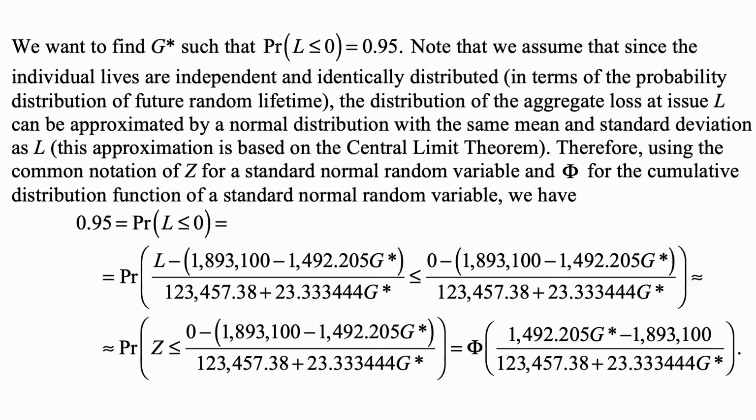Therefore, using the common notation of z for standard normal random variable and phi for the cumulative distribution function of a standard normal random variable, we have 0.95 is equal to the probability that L is less than or equal to 0, and that's what we want, and that's the probability that L minus its mean divided by its standard deviation is less than or equal to 0 minus that mean over that standard deviation. And of course now the left-hand side is L, which is approximately normal, but it's standardized, so it's approximately standard normal. So it's the probability that z is less than or equal to 0 minus the mean over the standard deviation. And of course that's going to be equal to the cumulative distribution function of the standard normal random variable applied to that number. So it's minus the mean over the standard deviation.